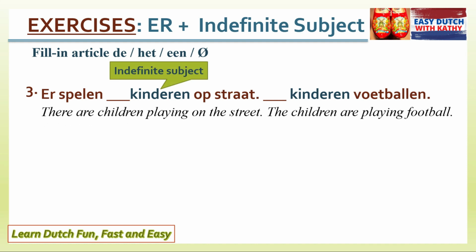Kinderen in the first sentence is an indefinite subject because it is mentioned for the first time and in general. That's why we don't have any article here. And the kinderen in the second sentence, because it is mentioned already in the first sentence, is a definite subject. And kinderen is a plural noun. It goes with article "de". So our complete sentences are: Er spelen kinderen op straat. De kinderen voetballen.